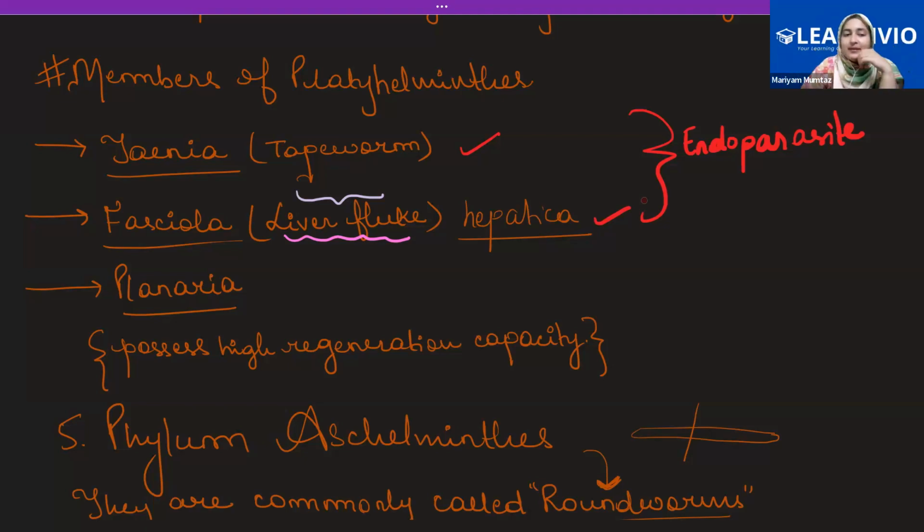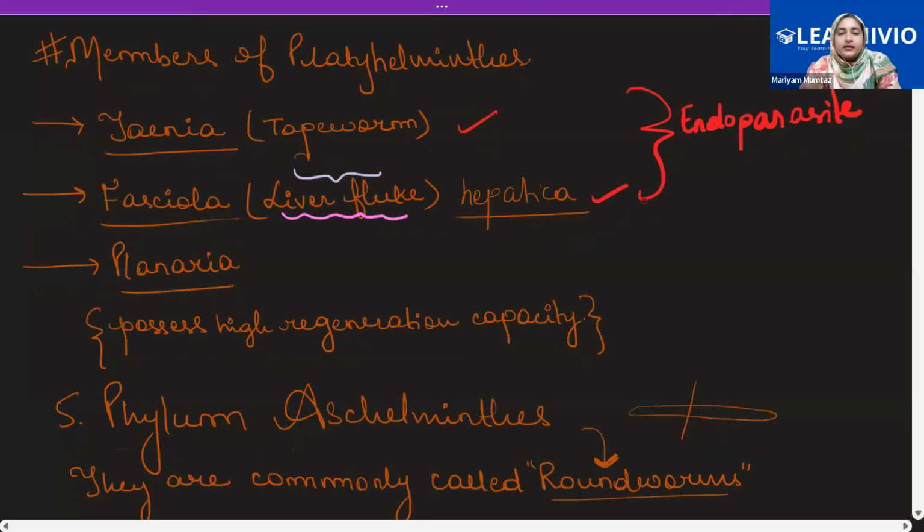But in the Platyhelminthes, planaria is not a parasite. One special property about planaria is that if you take a planaria and cut it into 5 pieces, each of those pieces will become a new planaria. So they have a high power of regeneration. Clear? So Platyhelminthes is clear. Any doubts?